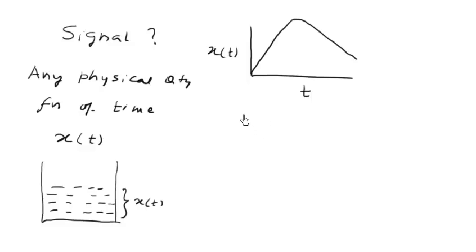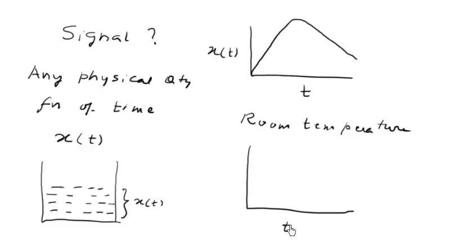Let's now take another example. Consider room temperature. We all know that early in the morning, room temperature is rather low. So if we plot T versus x(t), where x(t) represents the room temperature, early in the morning it will be low, maybe 10 degrees, 12 degrees, whatever. And as the sun rises, the temperature will increase. And as the sun sets towards the evening, the temperature will decrease. Therefore, this is one more example of a signal which is changing with respect to time.